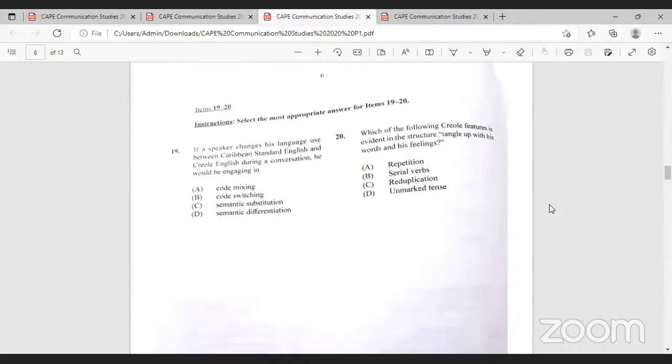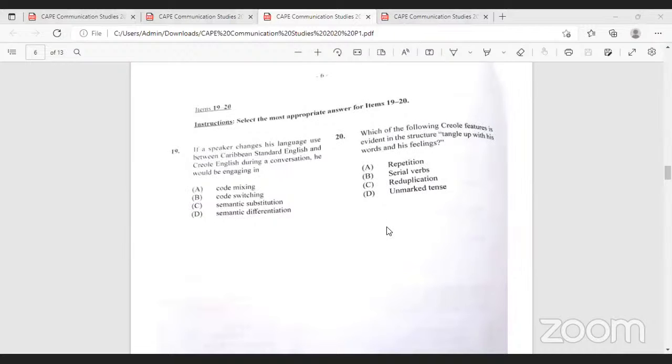Continue. 19 and 20. If a speaker changes his language use between Caribbean Standard English and Creole English during a conversation, he will be engaging in what? Code mixing, code switching, semantic substitution, semantic differentiation. Everybody's supposed to get this one. 19, the answer is B.